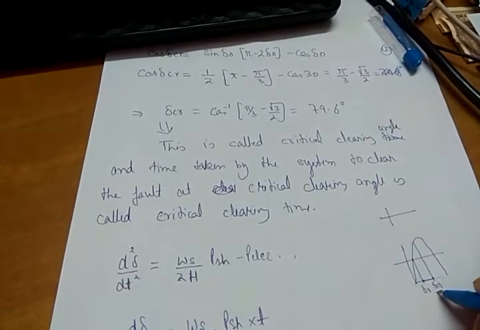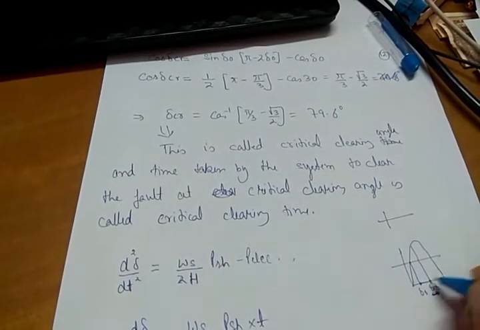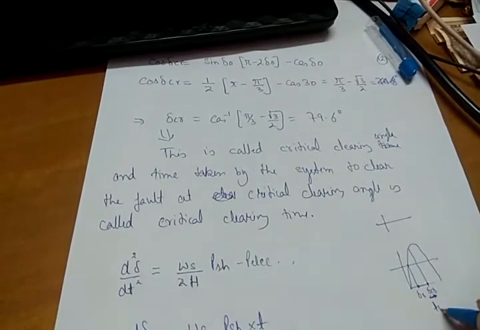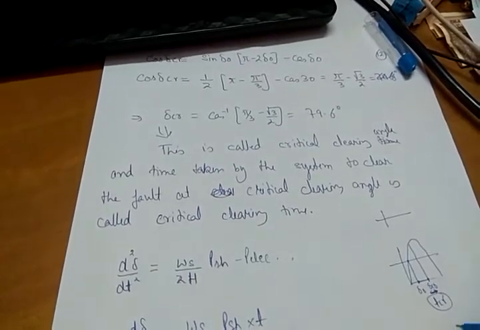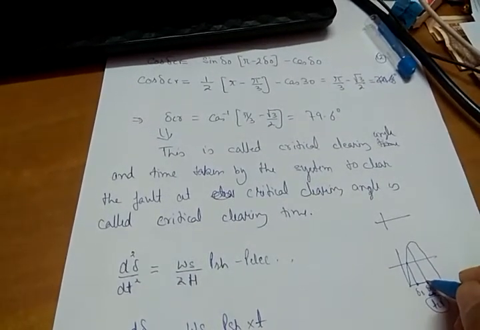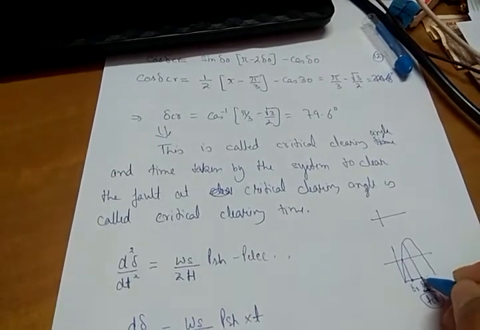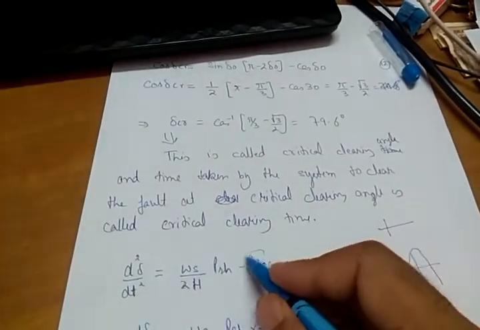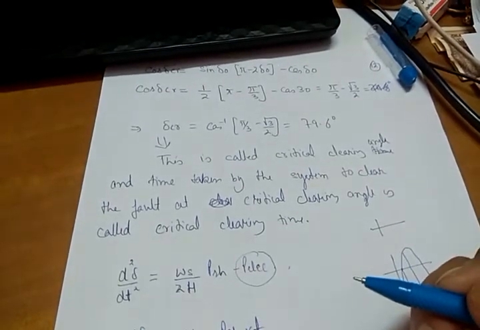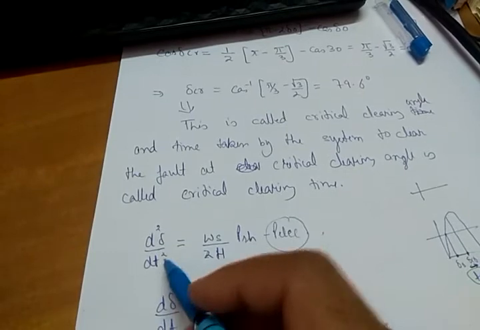The time to clear the fault at angle delta CR is called TCR. I have calculated the point TCR. Up to point TCR, the critical clearing time, what is the electrical power? Electrical power is 0 up to this point. So this is equal to 0. Okay, so I will integrate this equation.